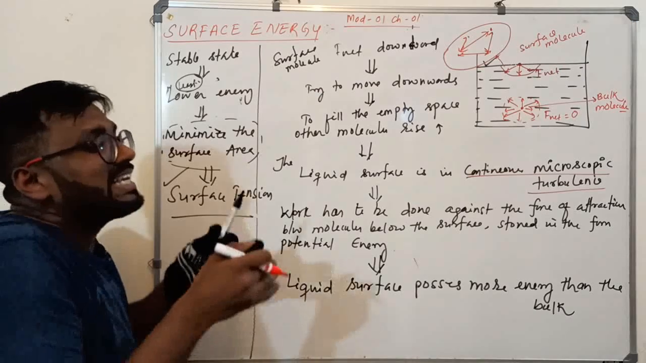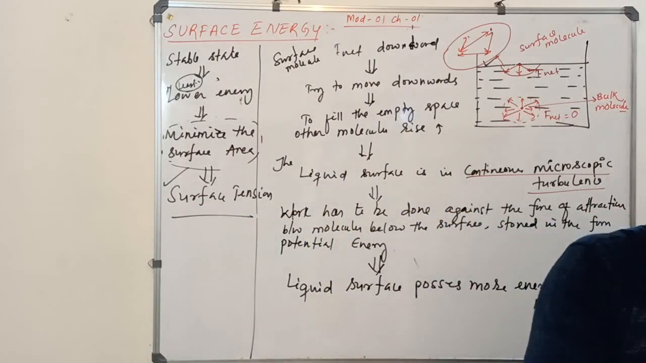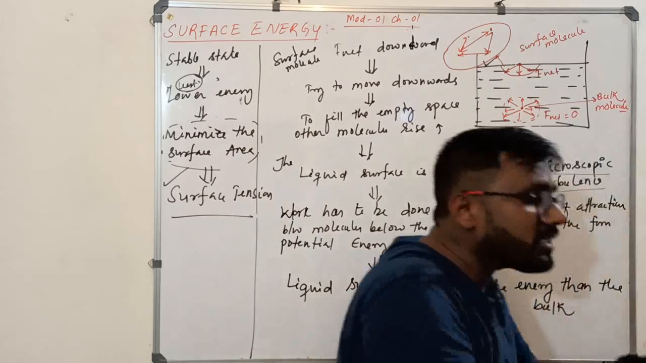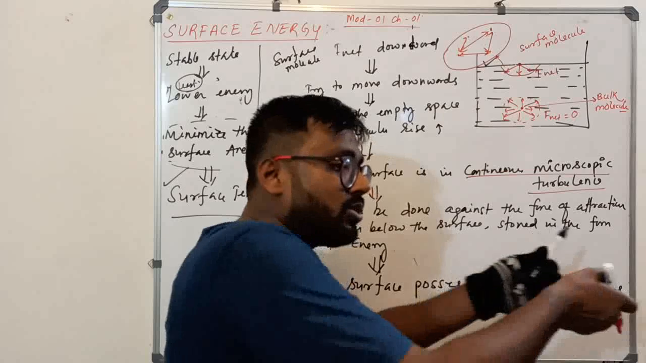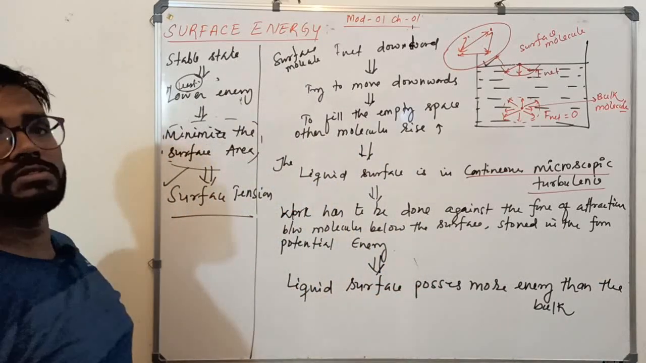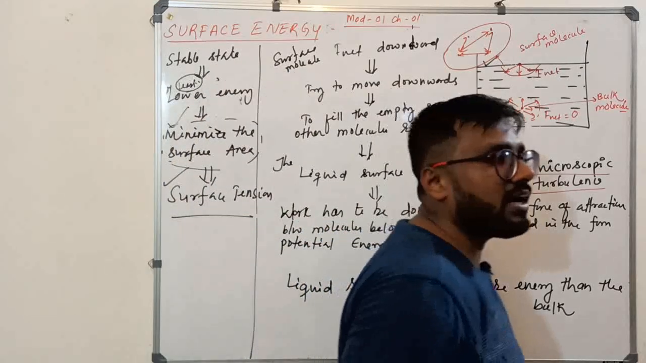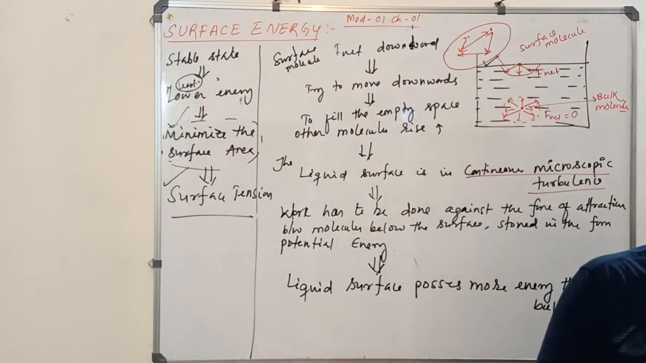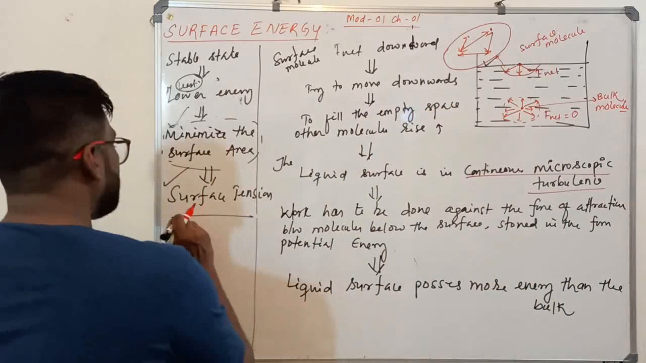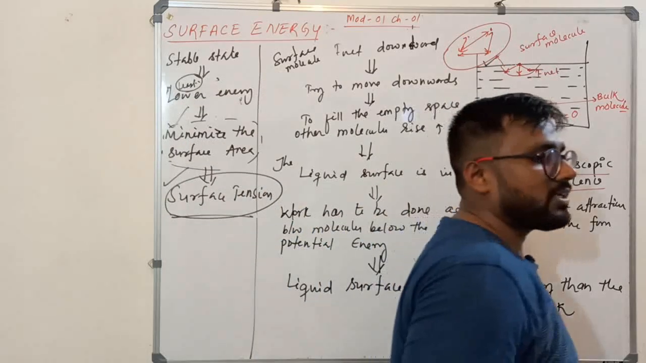Cohesive force. Why? They want to attain the stable state. In order to attain the stable state, they have to go to the least possible energy. In order to go to the least possible energy, they try to stretch. They'll try to pull each other. They'll add cohesive force to each other, which helps in minimizing the surface area. Which property helps in minimizing the surface area? What do we call it? We call it surface tension.